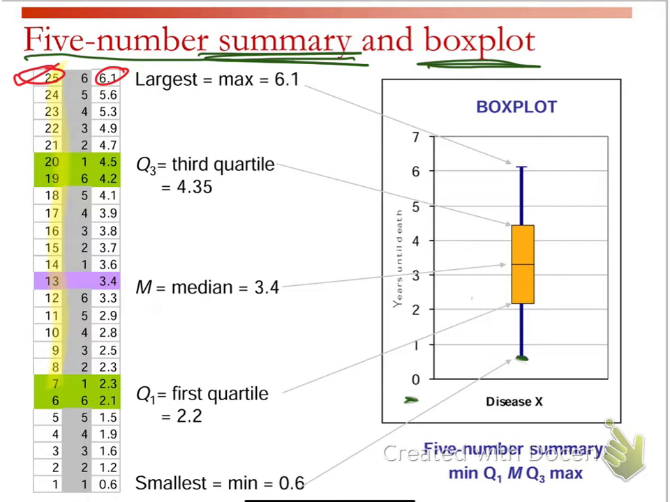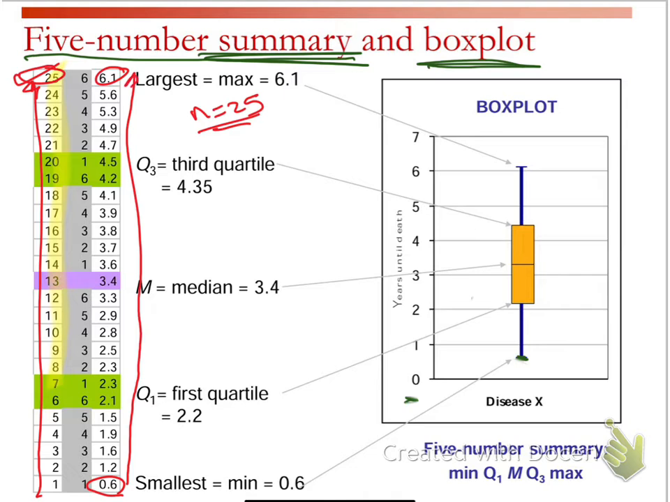Starting from the first one, 0.6, we arrange them in order. First, we have to count them, how many. They go from 1 up to 25, so n equals 25. The second step is to put them in order, ascending or descending, it doesn't matter. Starting from 0.6, the numbers keep increasing until we reach 6.1, the maximum number. So the minimum number is 0.6 and the maximum number is 6.1.